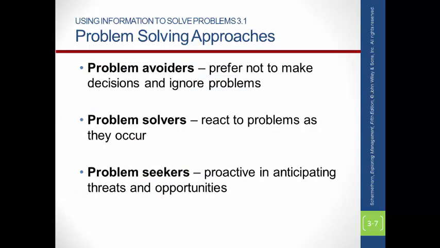Problem-solving approaches. Problem avoiders are people who prefer not to make decisions and ignore problems. Problem solvers react to problems as they occur, and problem seekers are proactive in anticipating threats and opportunities. So in this case, a problem seeker could be a very positive way to be proactive, to anticipate those threats or opportunities so that you can more adequately prepare for them.